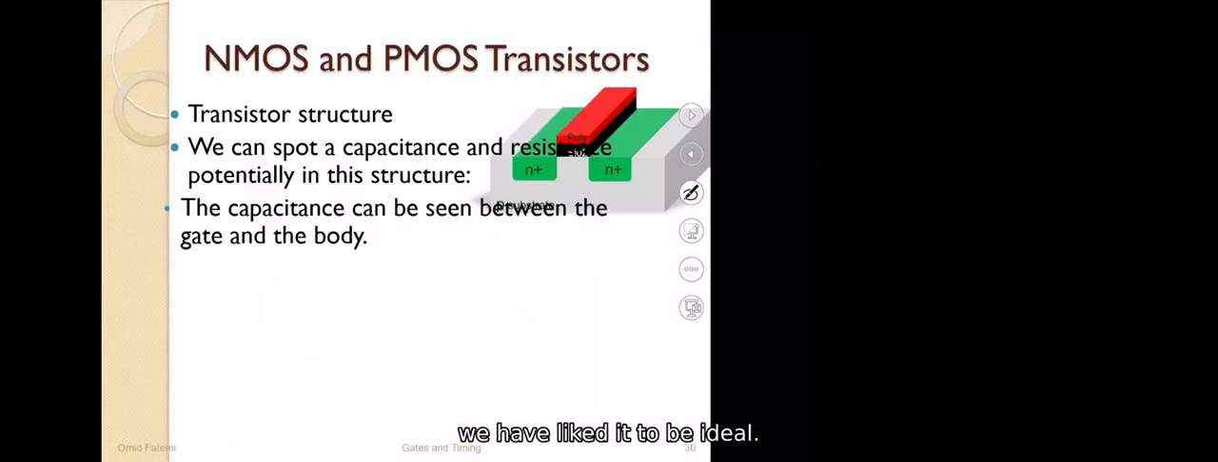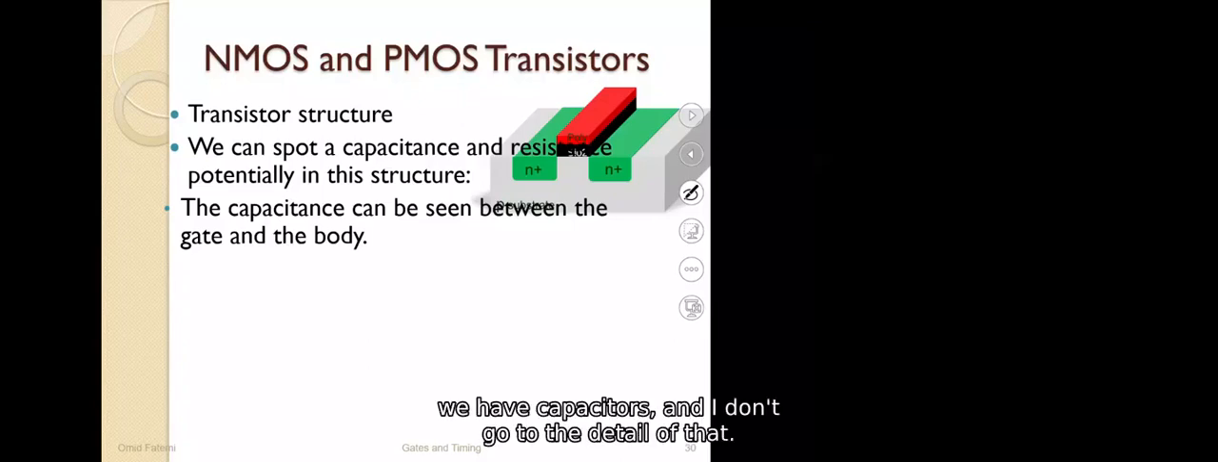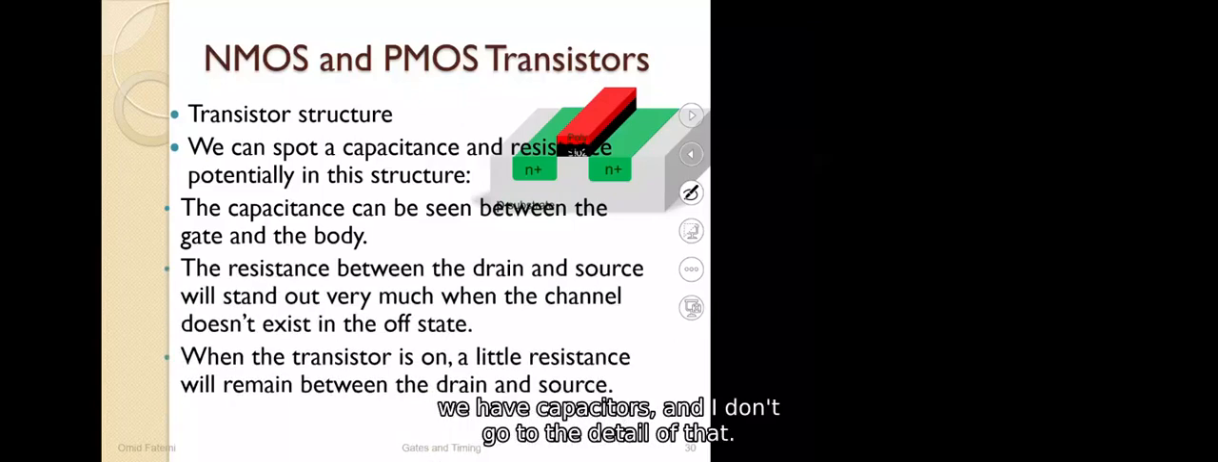We would like it to be ideal. It means no resistor when it is on, no capacitor when it is on, just like a metal, a copper, but it is not like that. When you turn it on, there are electrons there, but they are not perfect conductors. So we have resistors, we have capacitors, and I don't go through the detail of that.